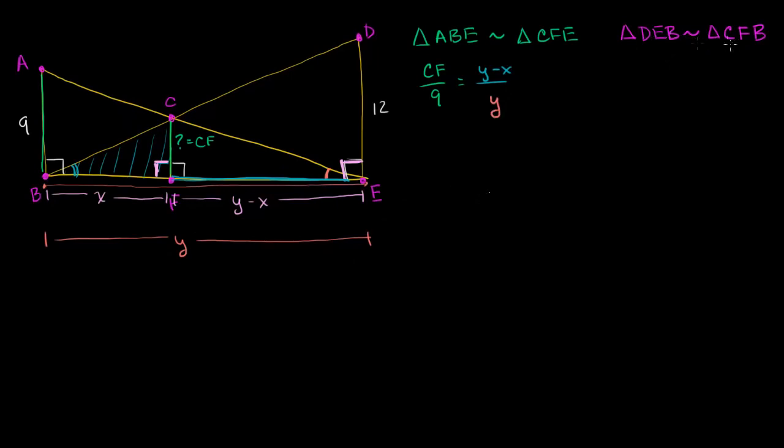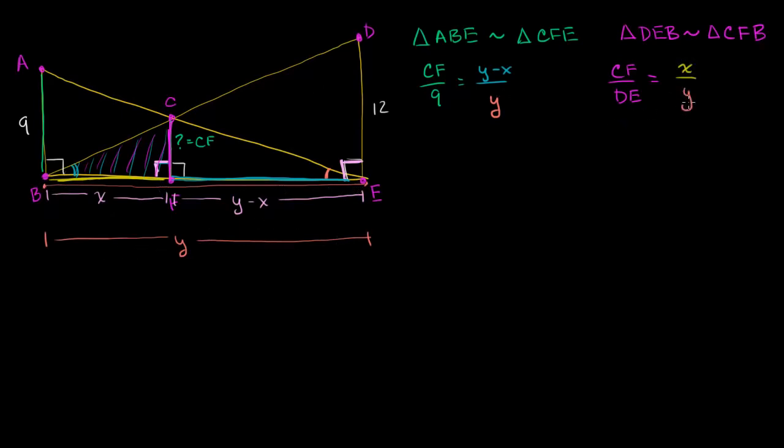Let's see if we can do something similar with this thing on the right. So once again, we have CF, its corresponding side on DEB. Now we're looking at the triangle CFB, not triangle CFE anymore. So when we're looking at this triangle, CF corresponds to DE. So we have CF over DE is going to be equal to x over this entire base right over here, this entire BE, which once again we know is y.